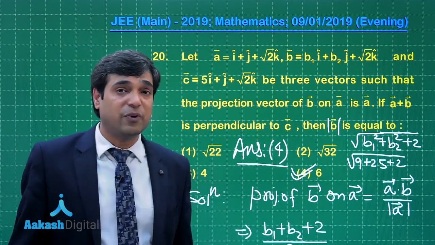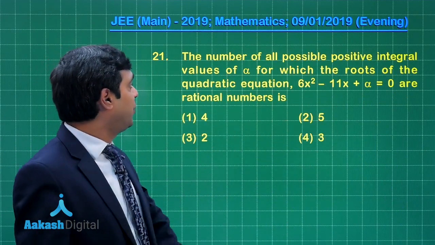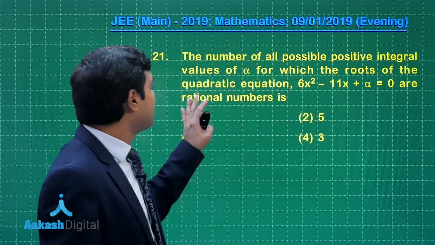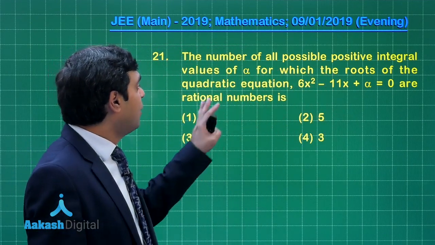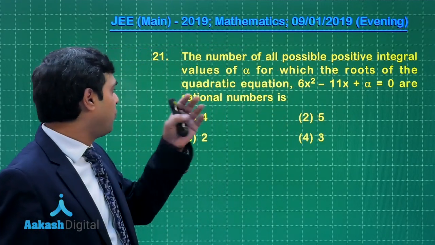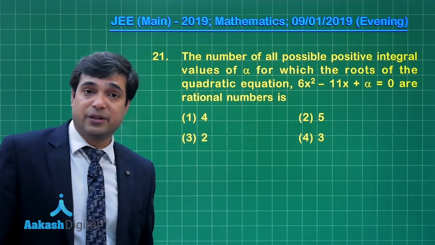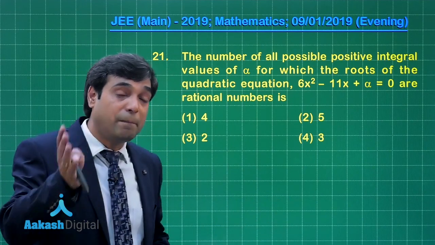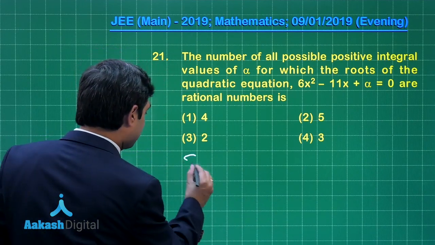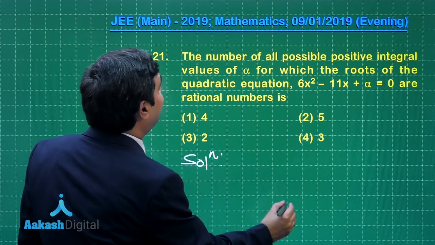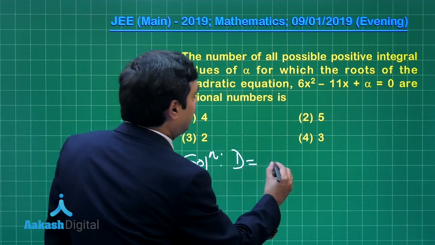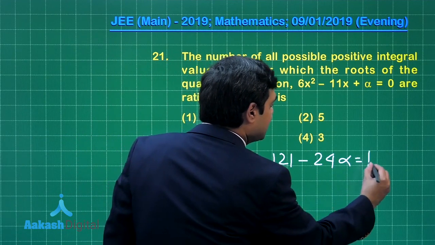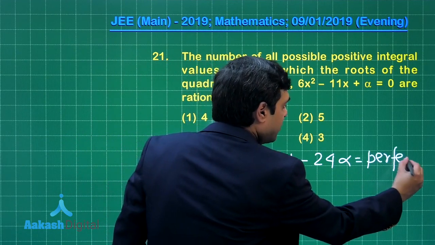Let's move on to the next question of this paper, that is question number 21. The number of all possible positive integral values of alpha for which the roots of the quadratic equation are rational numbers. Roots of a quadratic are rational numbers, meaning D is a perfect square. So let's start this question. Discriminant, that is 121 minus 24 alpha, is a perfect square.